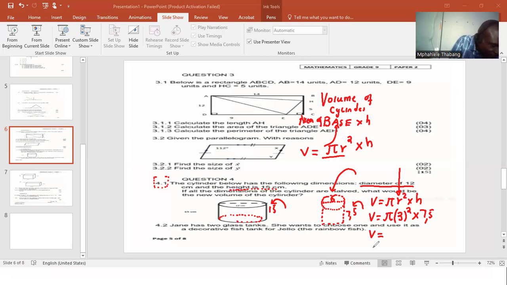So we can now find the volume of the new cylinder by simply saying pi times 3 squared times 7,5. So your answer is 202,5 pi. You can even continue, press 202,5 pi on your calculator and round it to 2 decimal places. So let's go to the next question.